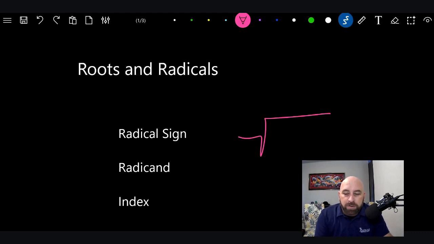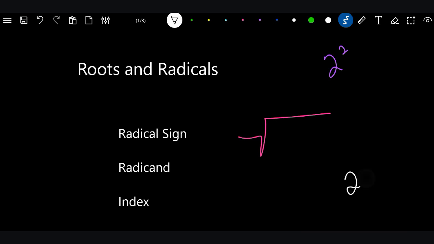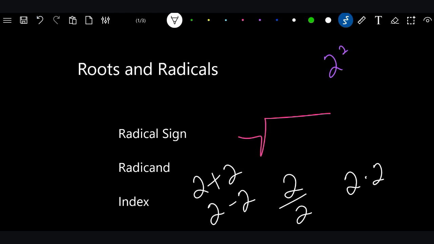So in the last chapter and last few chapters, we've been talking about things like 2 squared. Now, the opposite of 2 squared, just like the opposite of multiplication is division. What's the opposite of 2 times 2? It's 2 divided by 2, right? The opposite of multiplication is division. What is the opposite of 2 plus 2? Well, 2 minus 2. And then we've been doing that all the way through algebra.